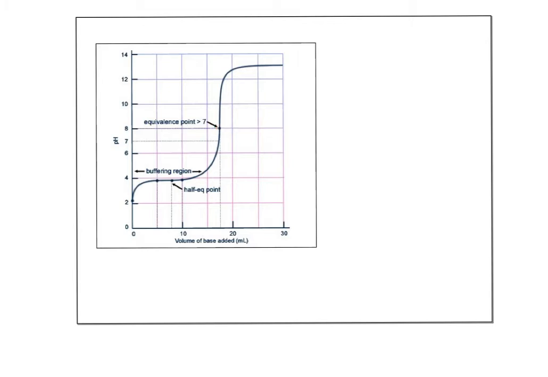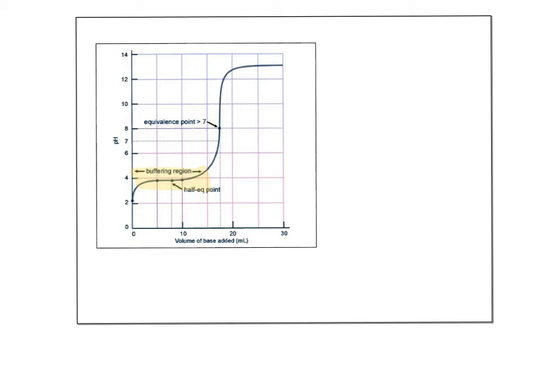There's also a special region when this line is flat here. This is called the buffering region. So I would like for you to label this on your graph as well. As you can see, the pH here is a little below 4 and stays a little below 4 for a good amount of time, almost 10 milliliters of the base being added. A buffer is a solution that resists a change in pH. So even though I'm adding a strong base here, the pH is not changing significantly. So I want you to label that on your graph.